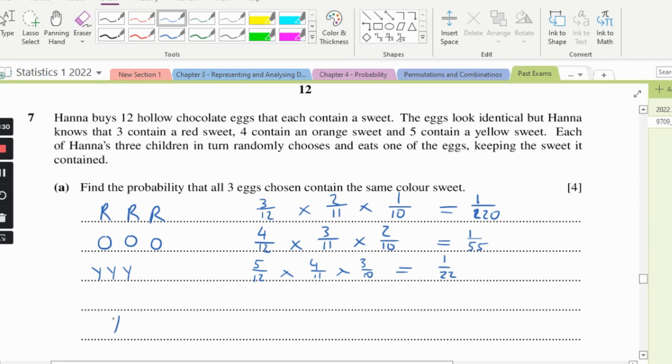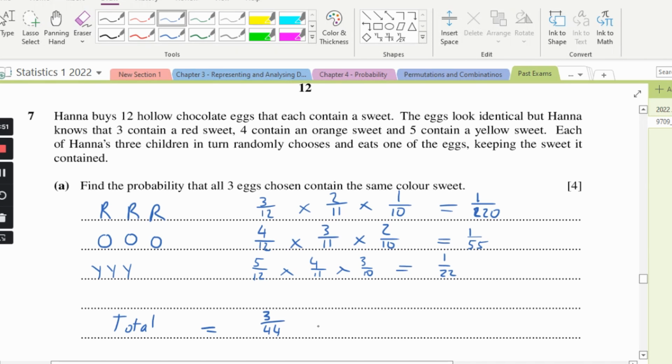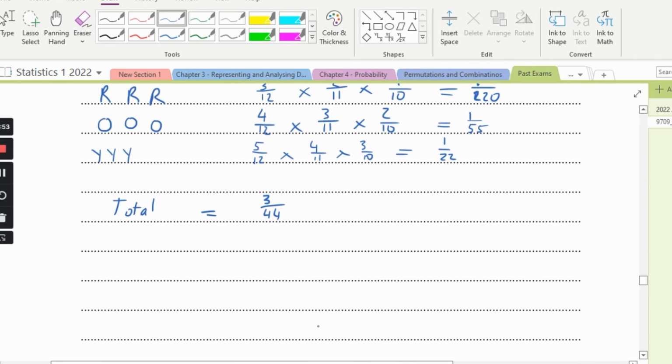The total is going to be the sum of those, and I get 3/44 when I add them together. So that's my working there. Are you right with that? Is that okay? Yeah. All right.